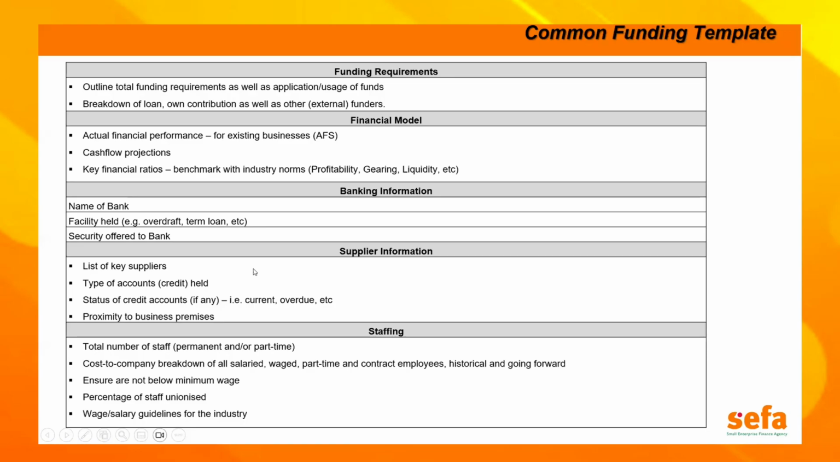Now, the other part is about suppliers, because the sustainability of any kind of business is informed, amongst other things, by the suppliers. If your suppliers are not sustainable suppliers, that affects the businesses that we support. So we need to know the list of key suppliers, the type of accounts that our clients have with the suppliers, the status of the credit accounts, if any, if they're paying them on time, etc. And then the proximity of suppliers to the location of these businesses.